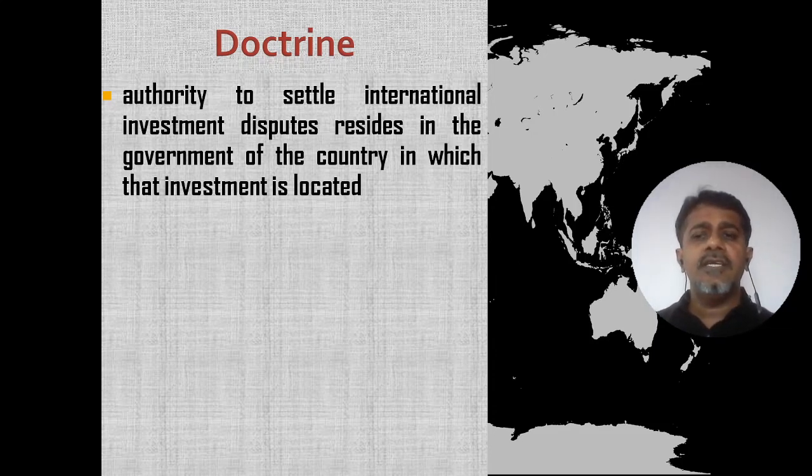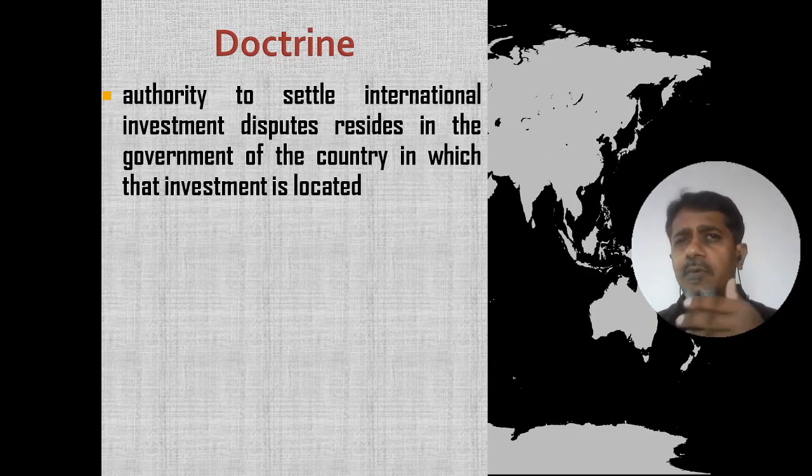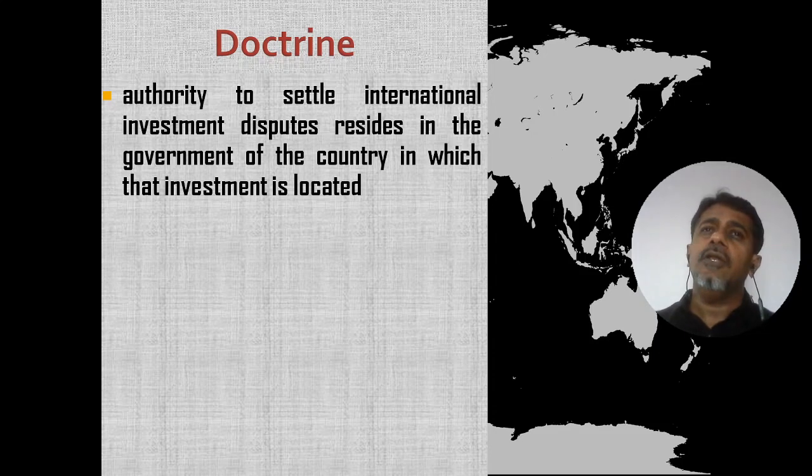Authority to settle international investment disputes: whenever a dispute arises with respect to international investment, the power to settle it should reside in the government of the country in which that investment is located. Wherever people have invested, irrespective of their nationality, whether from Europe, America, or Asia, irrespective of the source from where the investment has come, once you have invested, and if any dispute arises with respect to that international investment, it should be settled by the local government, by applying the local laws and giving jurisdiction to local or municipal courts. This is what the doctrine is all about.